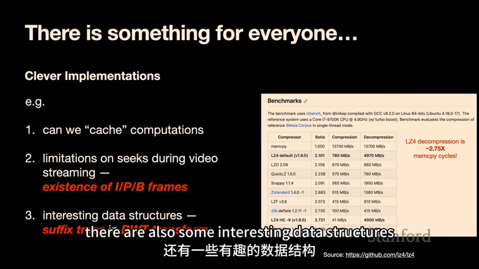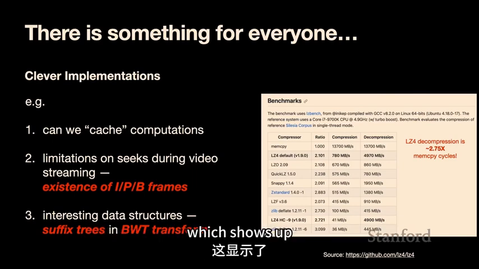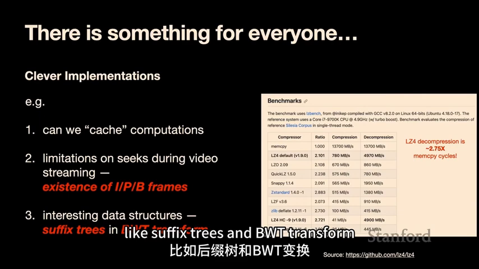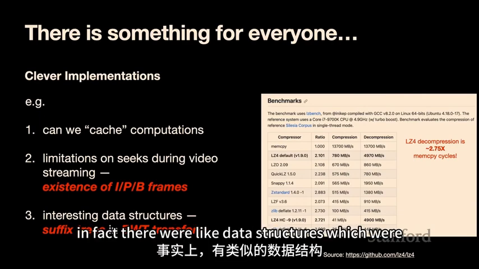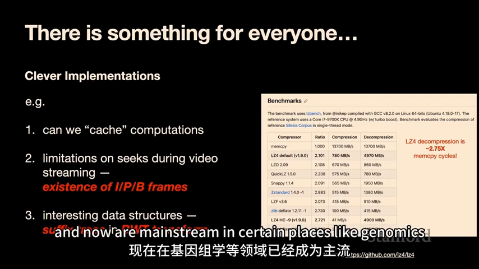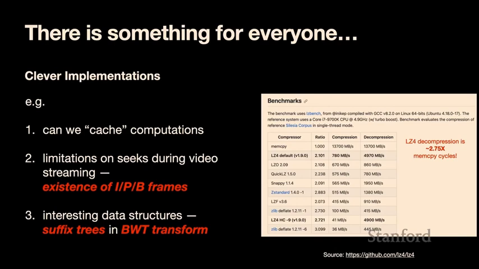And finally, there are also some interesting data structures which show up, like suffix trees and the BWT transform. In fact, there were data structures which were designed for compression and are now mainstream in certain places like genomics. Okay?